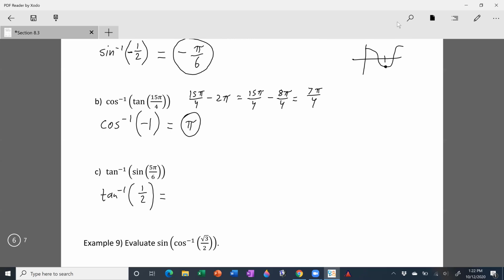I think I've got to just grab my calculator now, and I'll switch it over to radians, and I'll go second tangent inverse of 1/2, and we get approximately 0.4636.